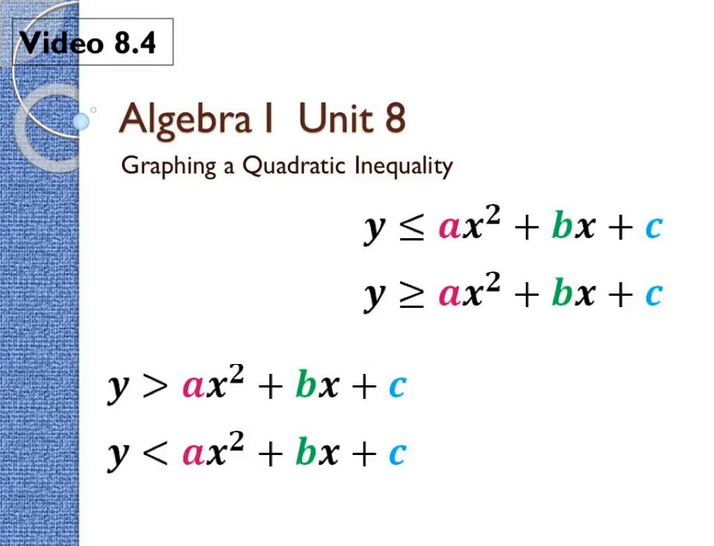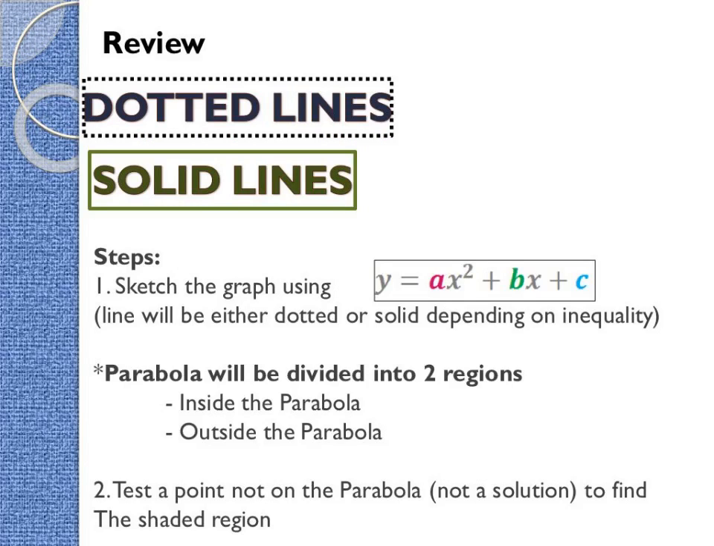This is a flipped video for graphing a quadratic inequality. So first thing we need to do is review what we do when we are graphing inequalities. The first thing we need to note is that depending on the type of inequality, we will either have a dotted line or a solid line.